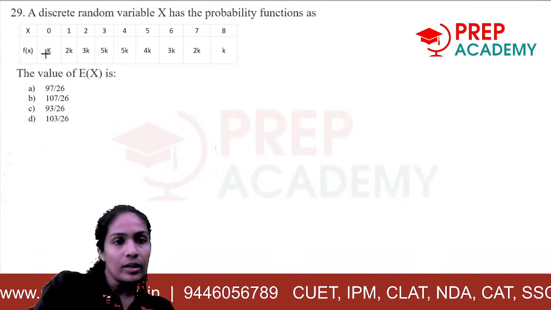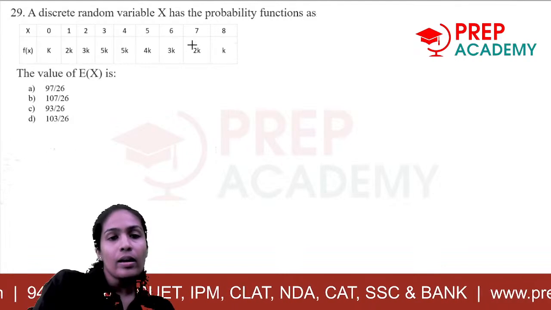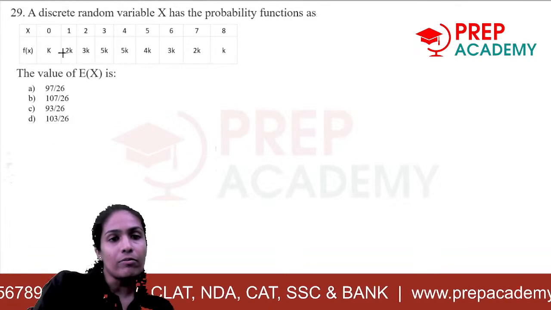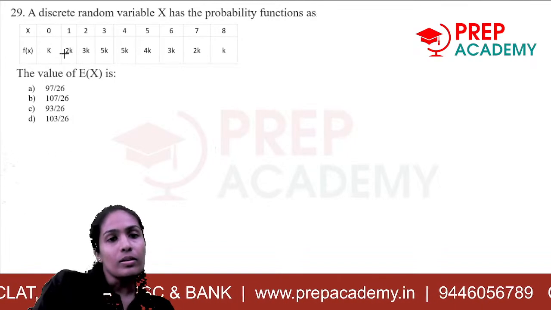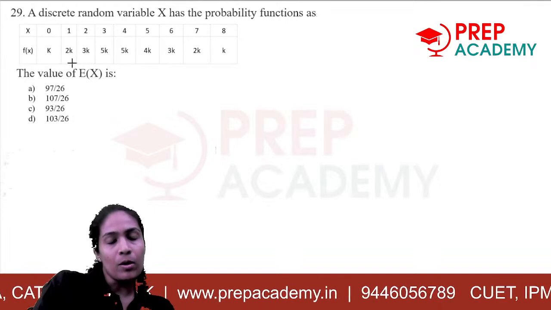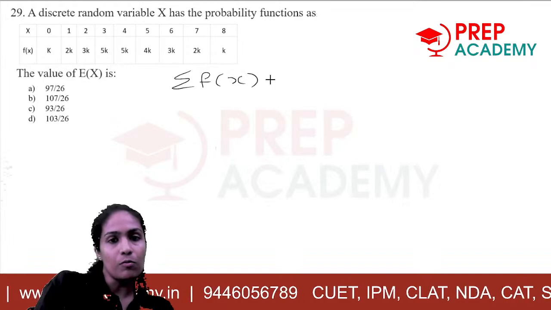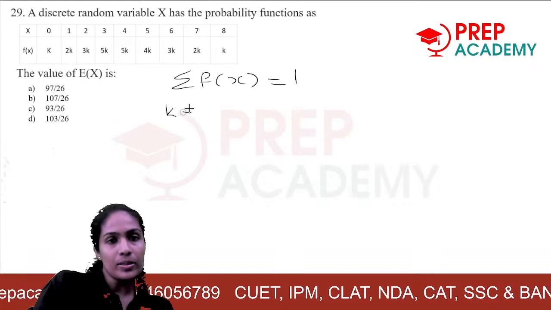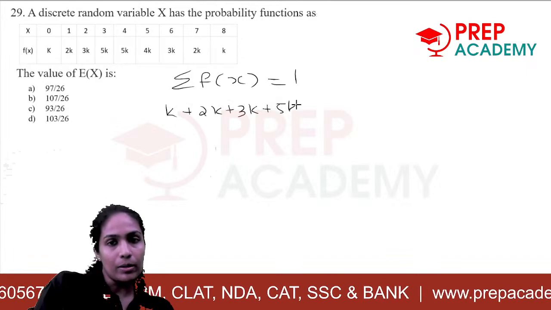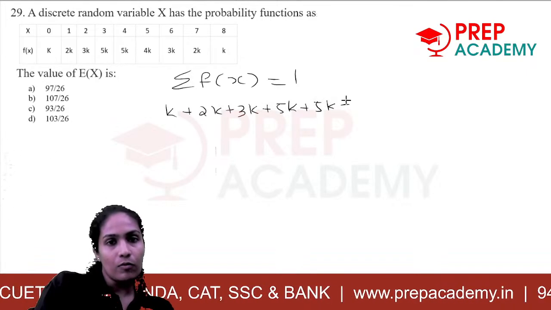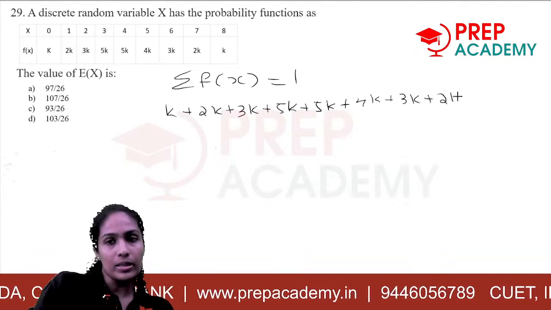So before that, f of x is given in terms of k. So first you have to find the value of k. Now f of x denotes the probability of this random variable. So the sum of all the probabilities will always be equal to 1. So sigma of f of x is equal to 1. That is k plus 2k plus 3k plus 5k plus 5k plus 4k plus 3k plus 2k plus k is equal to 1.